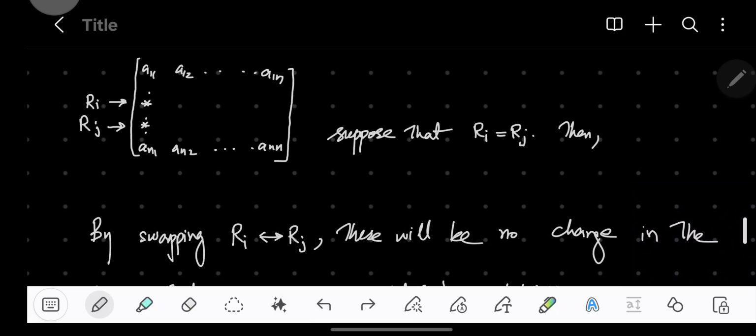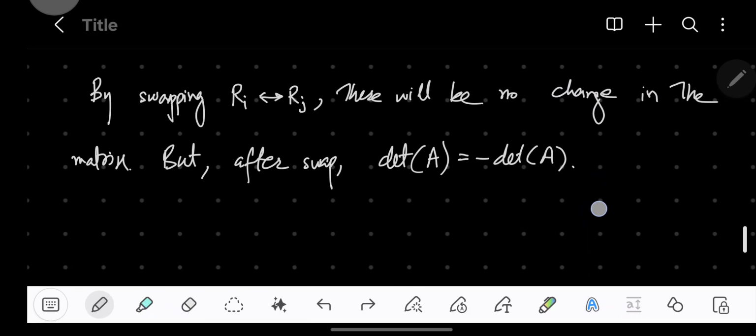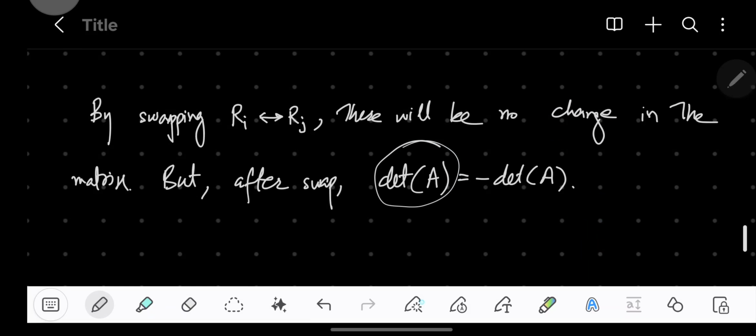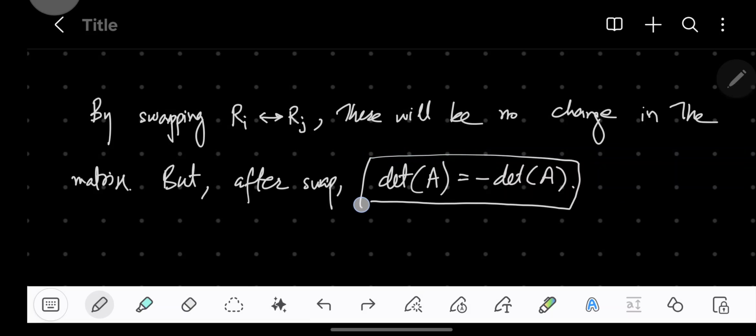But here, the new matrix and the old matrix are the same, so A and A prime are the same. So the determinant of the new matrix is also the determinant of A, because after the swap we have no change, as both rows are identical. So we have found that the determinant of A is equal to the negative of the determinant of A.